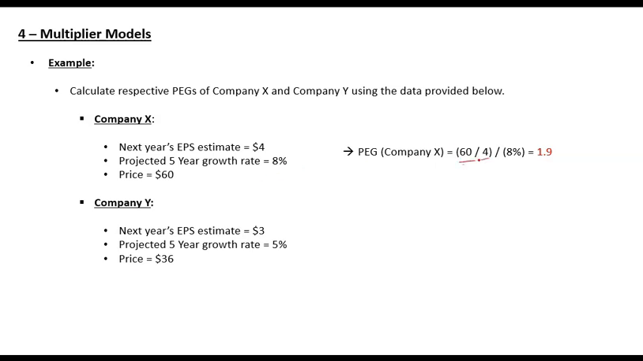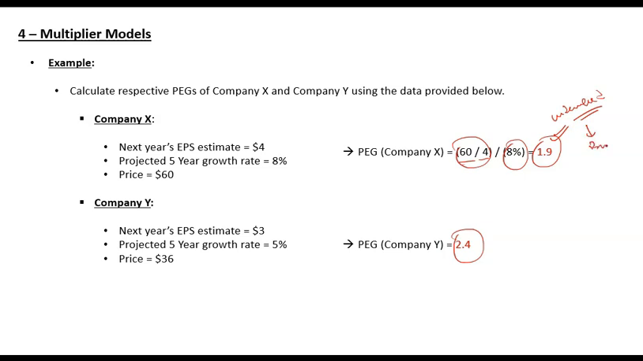So simply 60 divided by 4 will be your PE, and you divide PE by 8, that will be your PEG. And simply for company Y it comes out to be 2.4. So which one is undervalued? We should be investing in 1.9. So undervalued is 1.9, X. The one with the lower PEG is undervalued compared to the other, and that is where we invest.